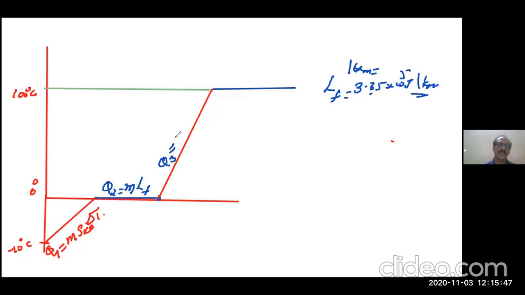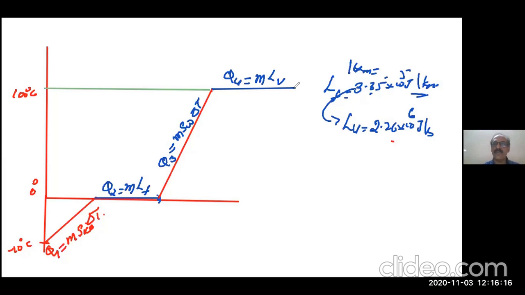Q3 is equal to mass into specific heat capacity of water, in this region water, into rise in temperature. Here it is 100. If it is any other material, that change of state you have to write there. At this point, Q4 is equal to mass into latent heat of vaporization. Latent heat of vaporization required is around 2.26 into 10 to the power 6 joule per kilogram. See, very, very much bigger than this. Clear? So that much heat we have to supply.